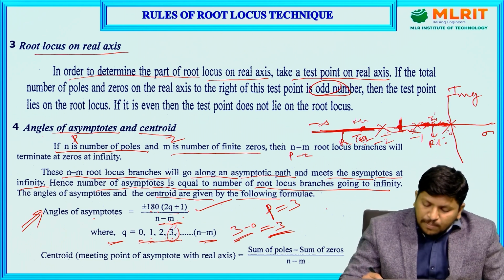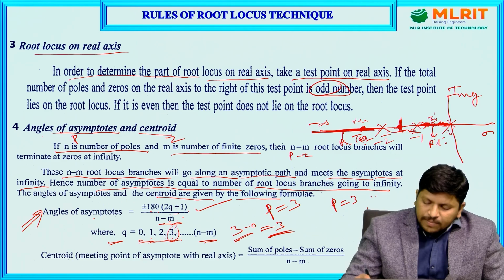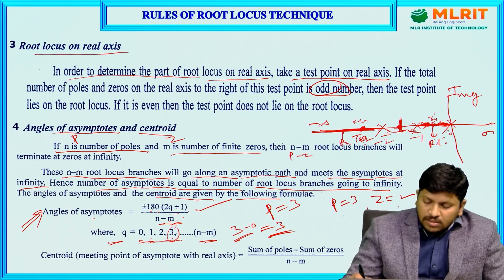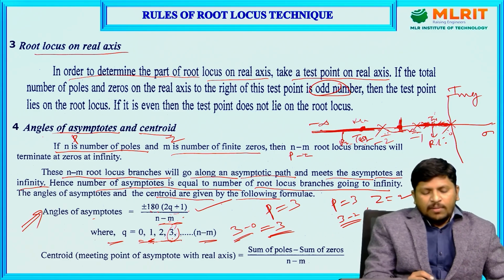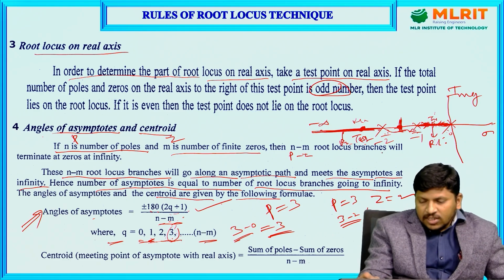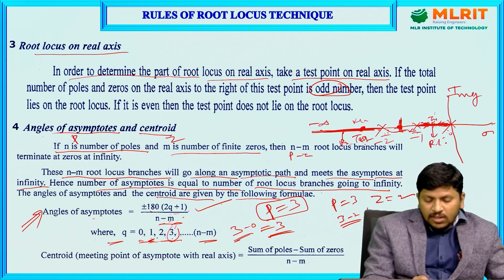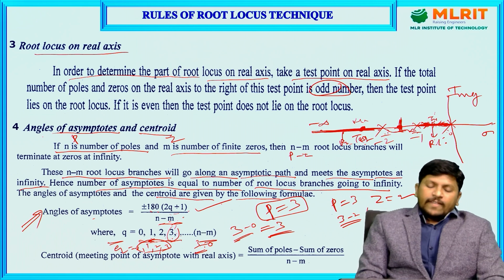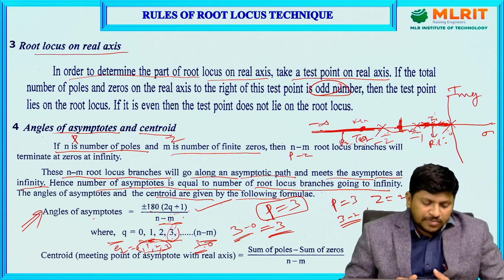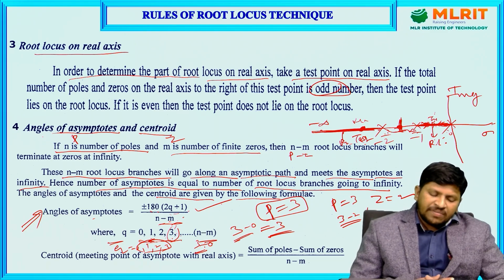For example, if poles equal 3 and zeros equal 2, then 3 minus 2 is 1, so there is only q equals 0, a single asymptote. In the other condition, with 3 poles and no zeros, 3 minus 0 is 3, so q is 0, 1, 2, giving 3 asymptotic lines. These are the asymptotic lines used to find the angle of asymptotes.